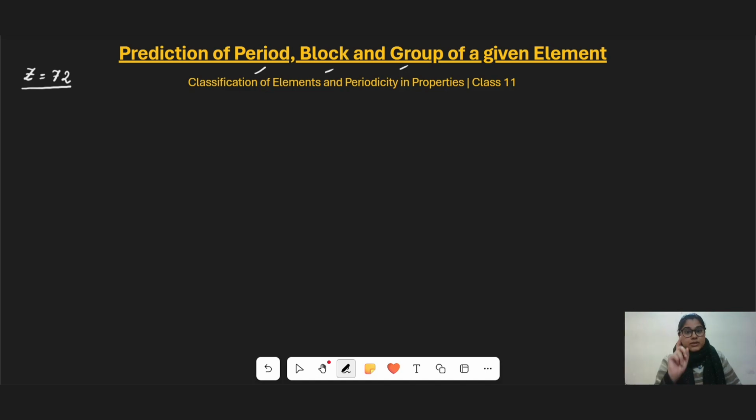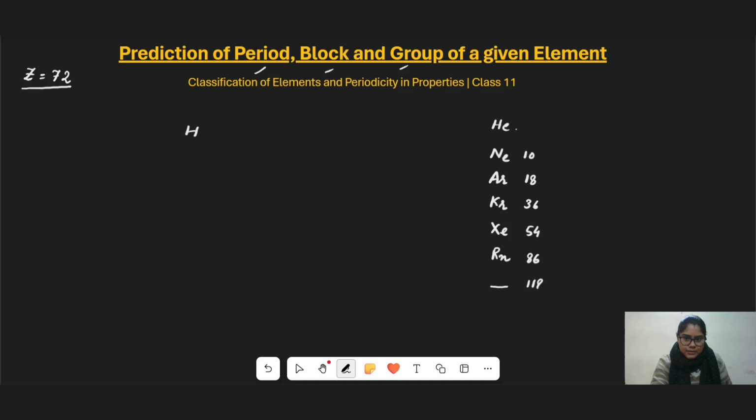All right. So the first thing is electronic configuration. So for that, what all you need to know? Suppose hydrogen, helium. Okay, so we need to know all the noble gases. So it is neon, argon, krypton, xenon, and radon. What are its atomic numbers? 10, 18, 36, 54, 86. And here it is the 118th element. Try to write its IUPAC name. You must be knowing it already, right?